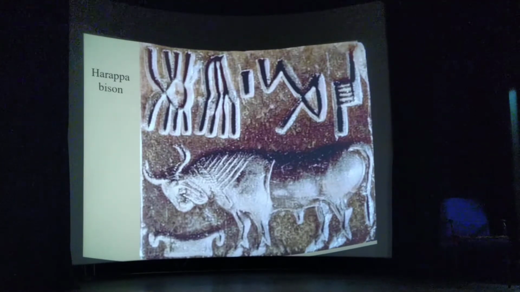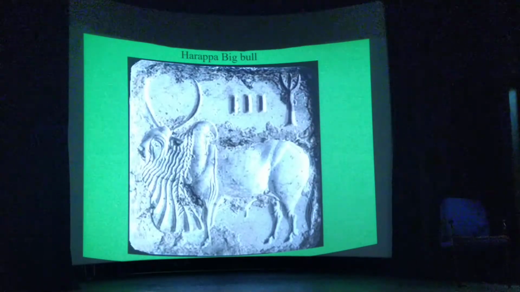All these are from the seals, the clay seals which have been discovered, about 4,000 of them from various Harappan sites. Then you see here the bull again in a slightly different form.